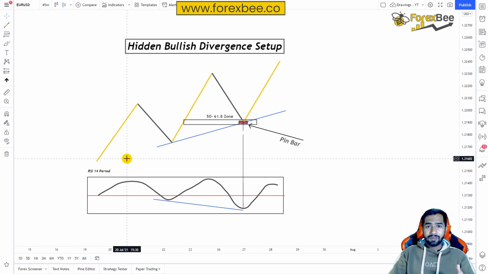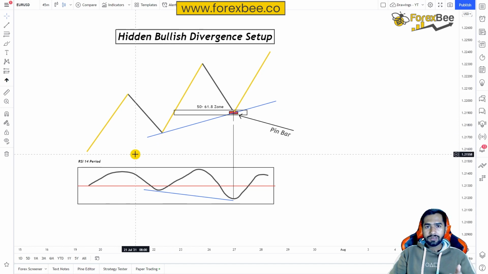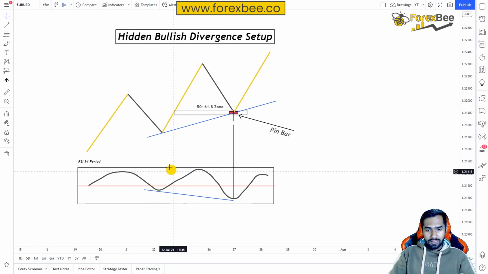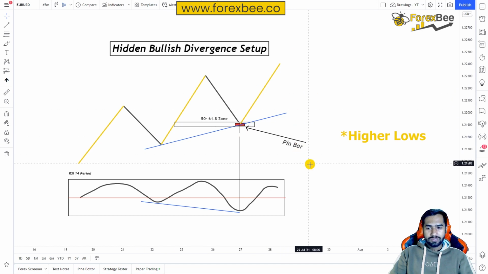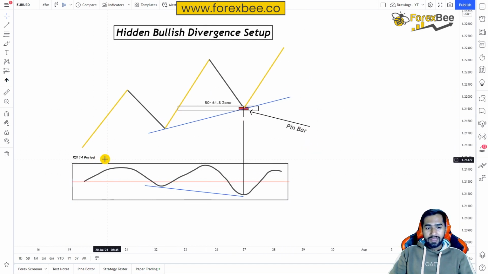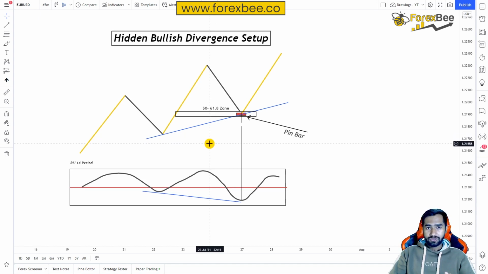But what happens is, if we apply an oscillator, instead of following the market, the oscillator would be forming lower lows. As you can see here, the market is moving in the bullish direction and there is formation of these higher highs and higher lows, but the RSI oscillator here is forming lower lows. So there is a divergence happening here, and this is a very good strategy that you can use in order to take some profits. I'm going to show you how you can trade using this hidden bullish divergence trading setup.